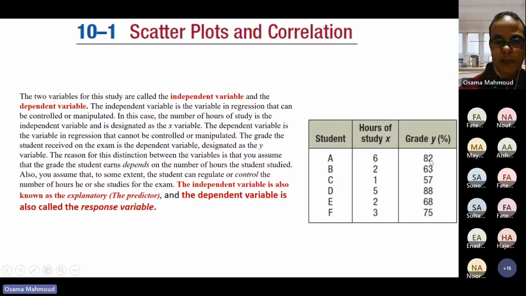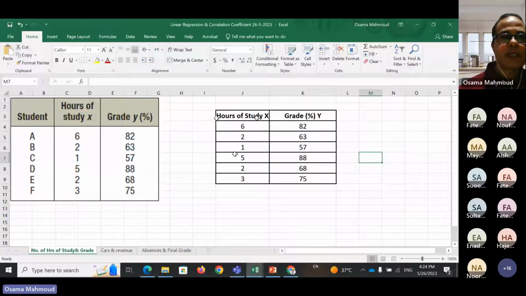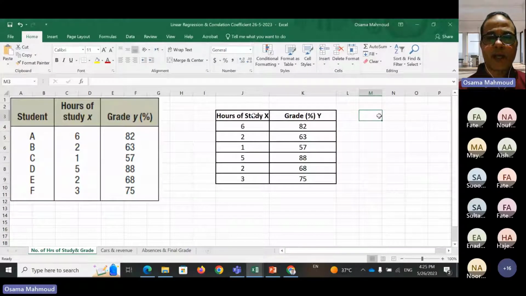I will go to Excel with you. I copy X and Y. X represents the hours of study and Y represents the grade in 100%, right? So I have two variables coming from quantitative data, of course. Is hours of study a continuous or discrete variable? Can you answer me in the chat, please, or you can use your mic. Number of hours of study, yes, it is a continuous variable, as well as the grade. Both of them come from quantitative data, right?